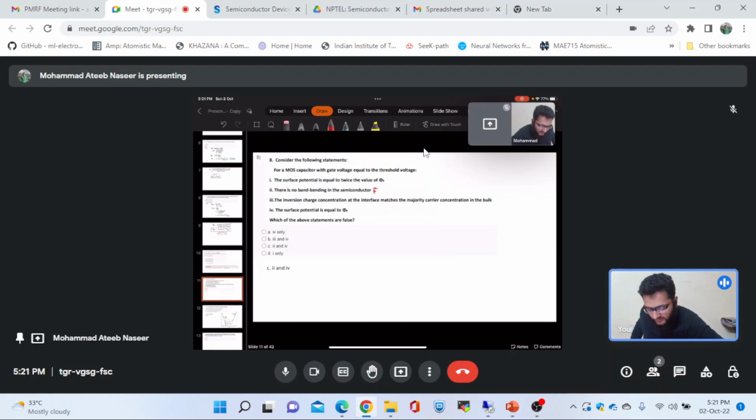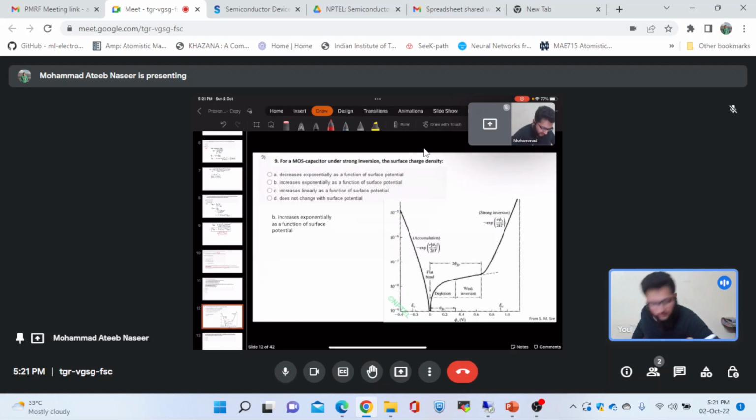Simple. The inversion charge concentration at the interface matches the majority carrier concentration at the bulk. This is absolutely true. The surface potential is phi f. False. It is 2 phi f. So we have done this problem. Now let's move towards another problem.